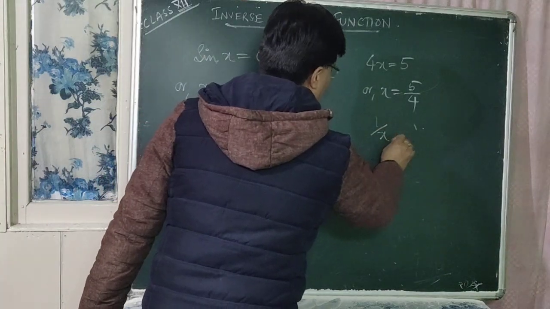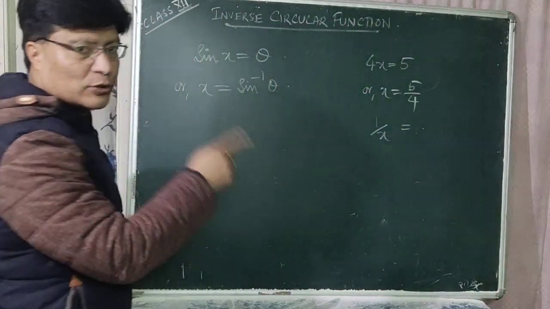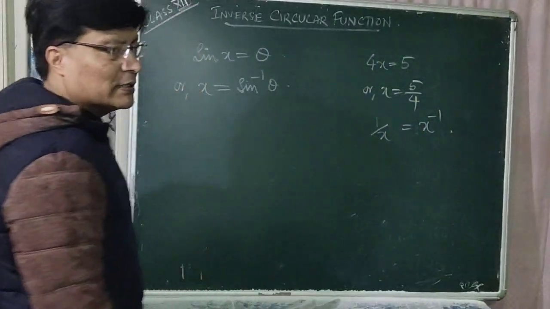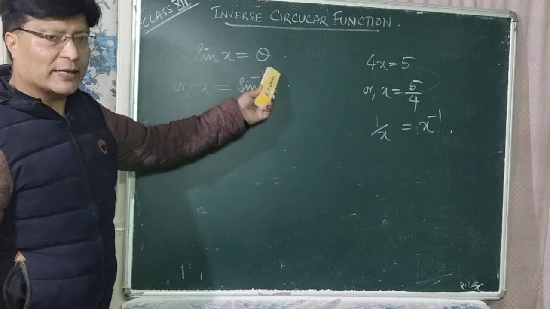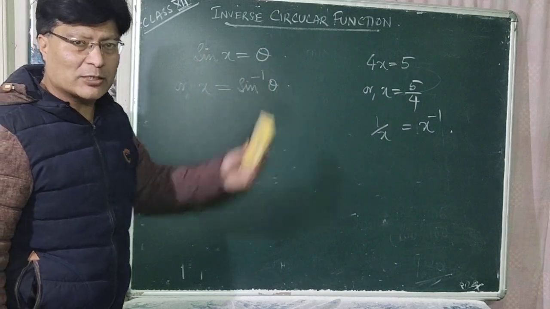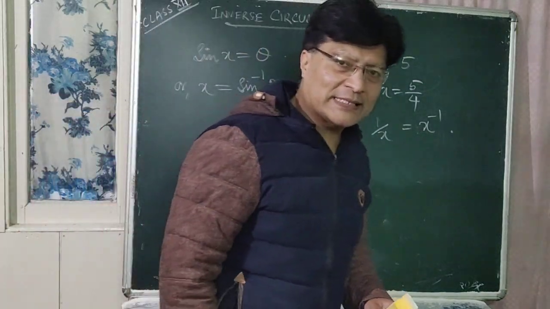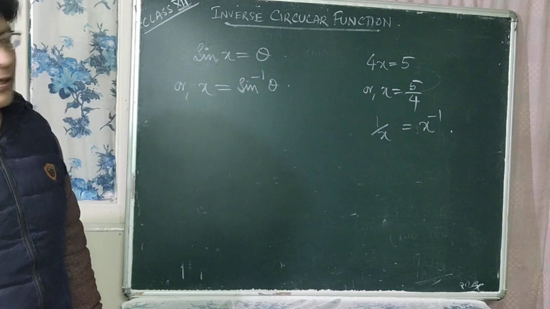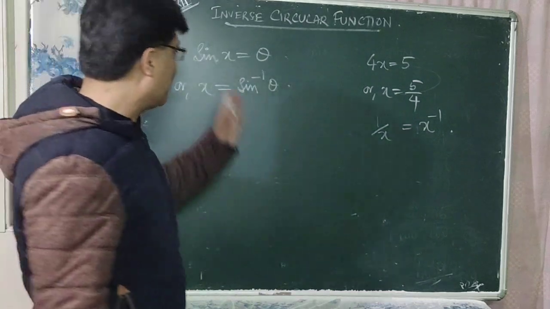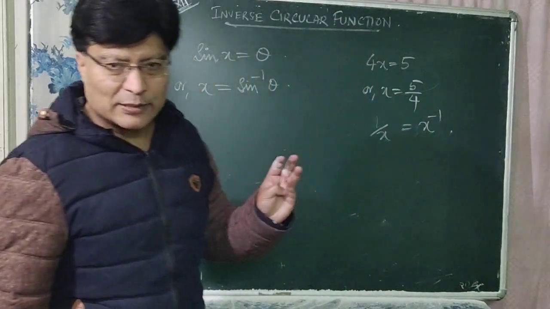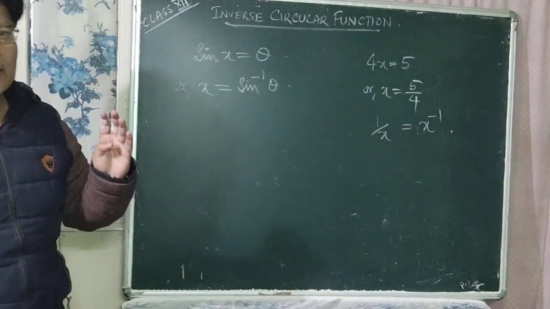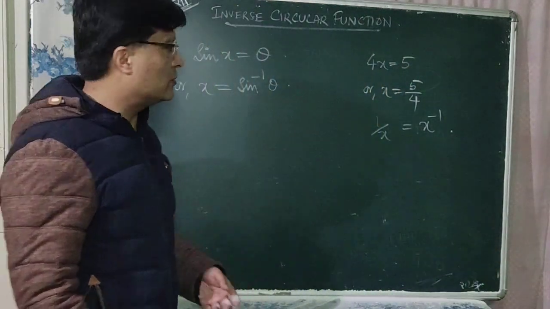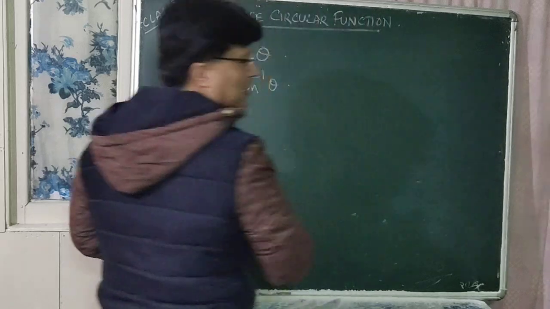Like if 1 upon x, when x goes up in the numerator it becomes x to the power minus 1. Right, so whenever sin goes to the right hand side it becomes sin to the power minus 1, but you cannot read it as sin to the power minus 1, it is read as sin inverse theta. There are 6 types of this type of functions: sin inverse theta, cos inverse theta, cosec inverse theta, sec inverse theta, cot inverse theta and tan inverse theta. All these are known as inverse circular functions.